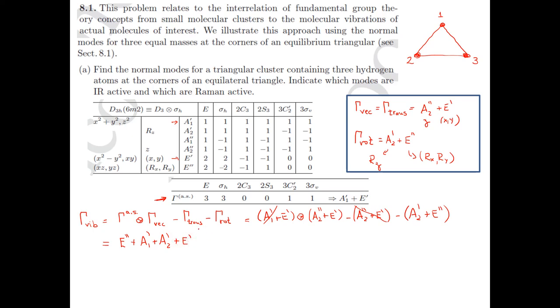Okay, minus the rotations. So this cancels and this cancels. Then the result is simply A1 prime plus E prime. All right, interesting. So this is different from the water molecule. Now I have one non-degenerate vibrational mode, and I have one twofold, or double, degenerate vibrational mode.